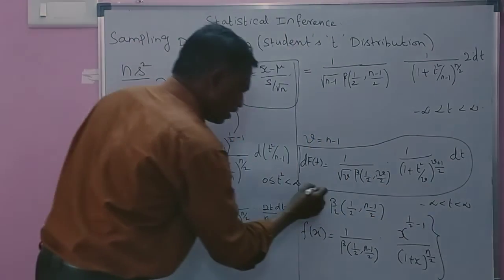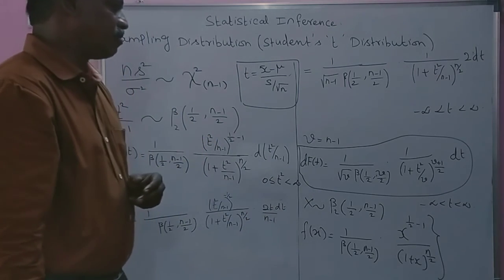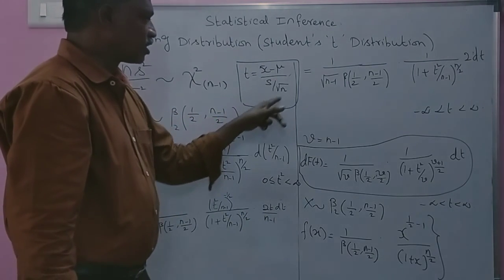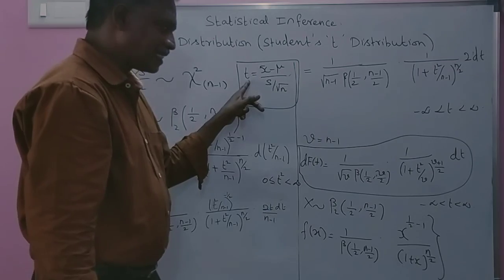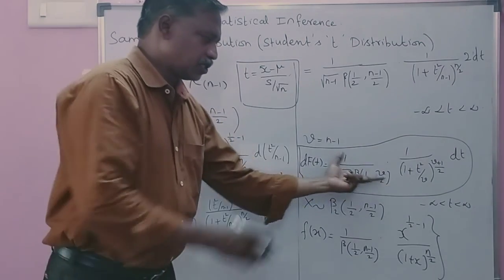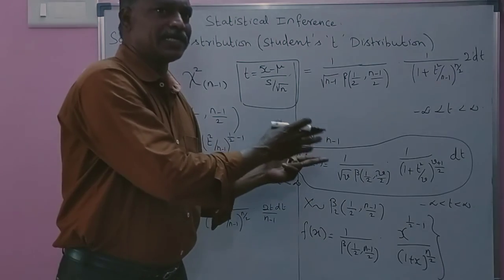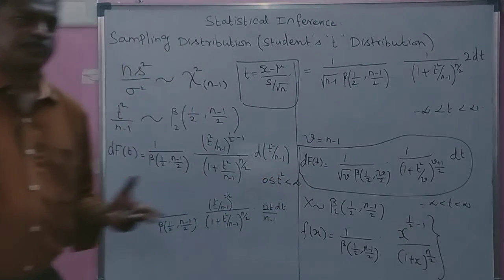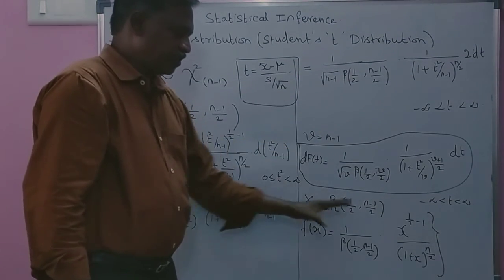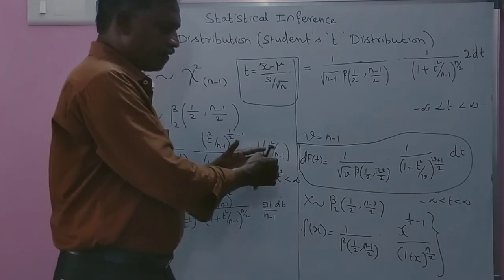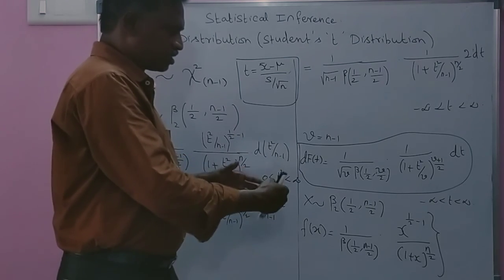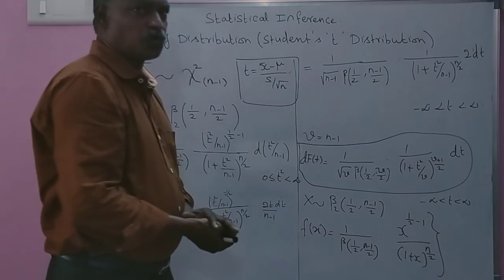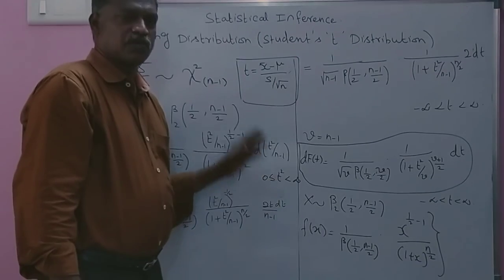So this is our objective. We have derived the probability function for this statistic, and it is nothing but this. This is what is called the student t distribution. With this we conclude this session. In the coming sessions we will see the properties of the student t distribution. Okay, thank you students.